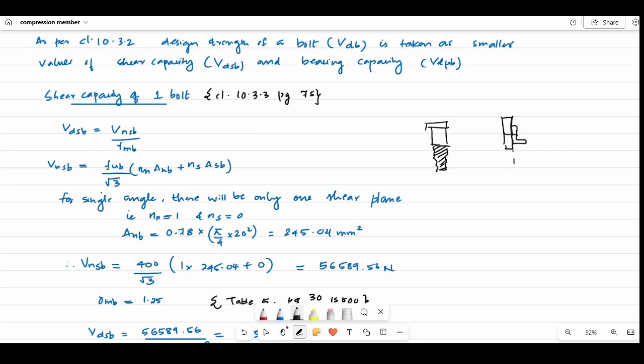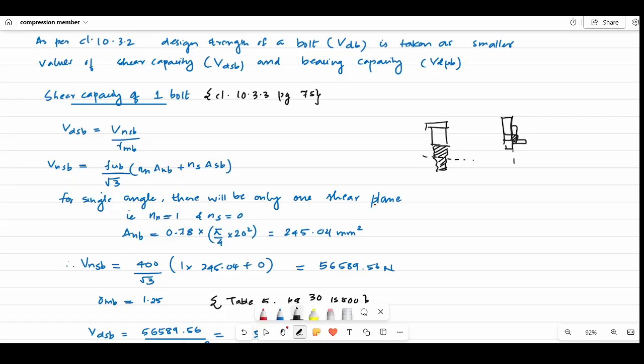Now the bolt hole will either fall in the thread area, or it will fall in the shank area. So n_n denotes the number of shear planes passing through the thread area, and n_s means the number of shear planes passing through the shank area. What we do is assume the shear plane to be passing through the thread area. Which means n_s will be 0, because n_n is 1. The existing plane will be passing through the thread area, so the remaining planes in the shank area will be 0. That is what is written here.